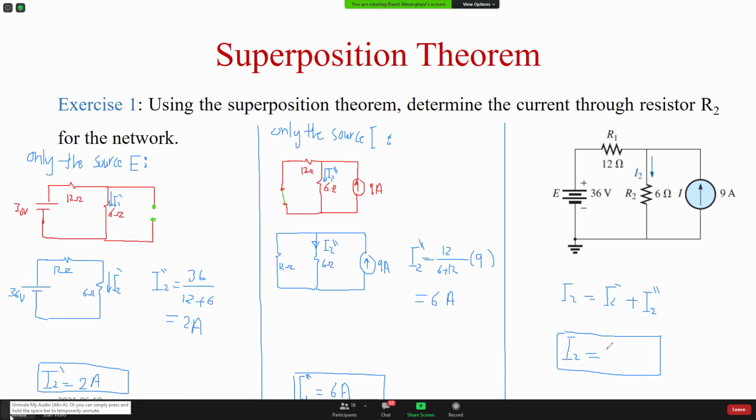Last thing, this is 2 plus 6. So it is 8 ampere. This is the answer for this question.